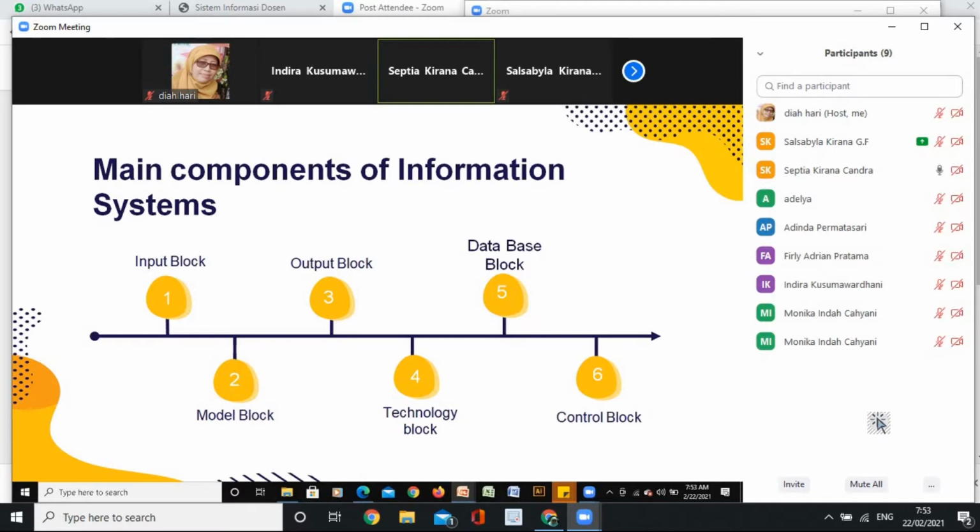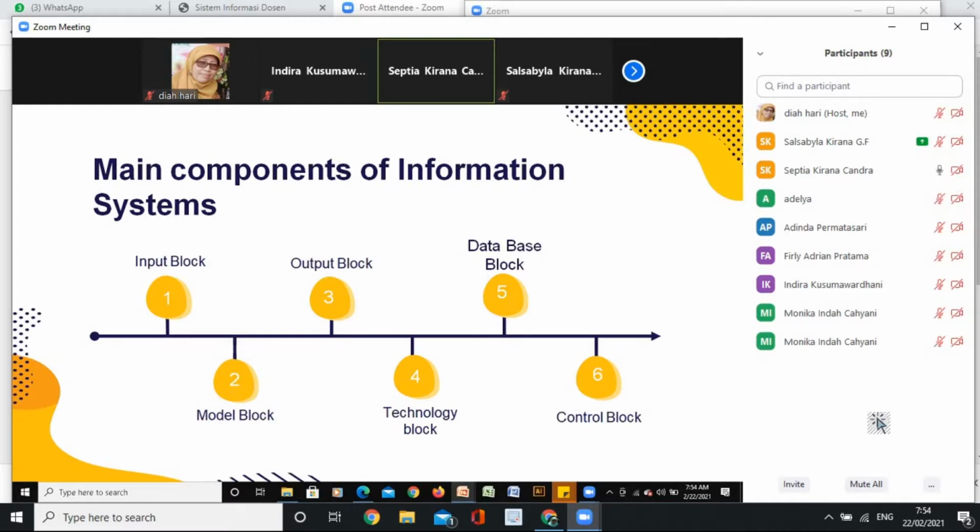Second, model block. Model block consists of logical mathematical models that process input data in various ways to produce the desired result or output. A logico-mathematical model can combine data elements to provide an answer to a question, or can summarize or combine data into a report. The third, output block.